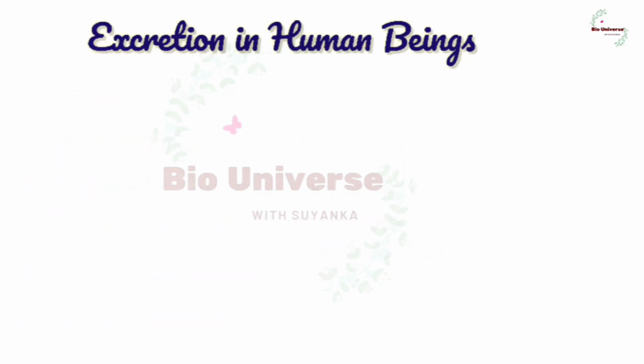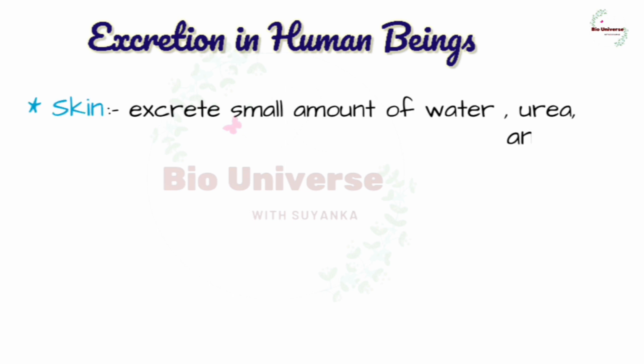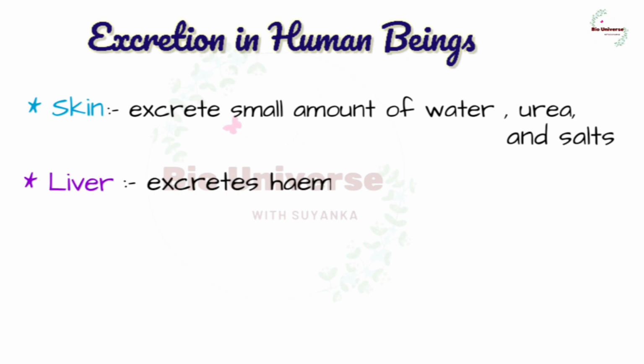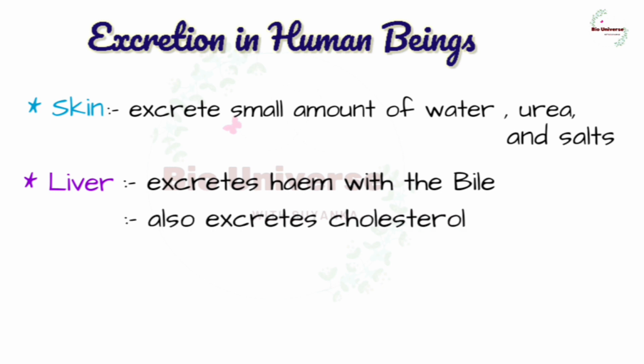Although the kidneys are the main organs of excretion, the skin, lungs, and liver also help in excretion. Our skin has sweat glands through which we excrete small amounts of water, urea, and salts. The liver excretes bile, which contains bile pigments. These are produced by the breakdown of old RBCs in the liver. As hemoglobin breaks down, the iron is retained while the pigment is excreted with the bile. The liver also excretes cholesterol.